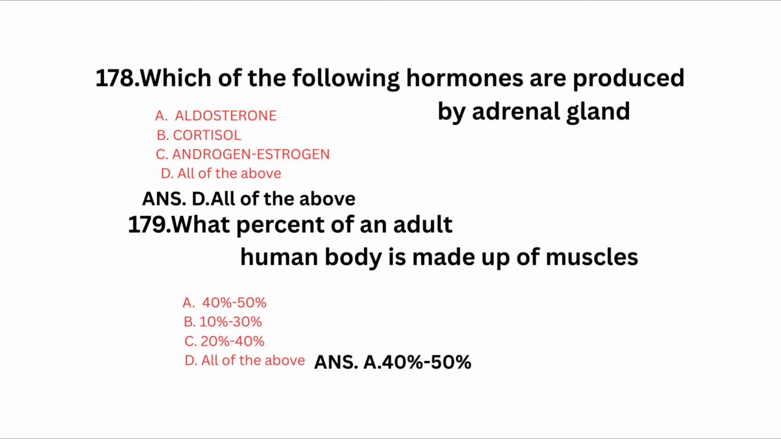178. Which of the following hormones are produced by adrenal gland? A, aldosterone, B, cortisol, C, androgen, estrogen, D, all of the above. Answer is D, all of the above. 179. What percent of the adult human body is made up of muscles? A 40 to 50%, B 10 to 30%, C 20 to 40%, D all of the above. Answer is A, 40 to 50% is made up of muscles in humans.